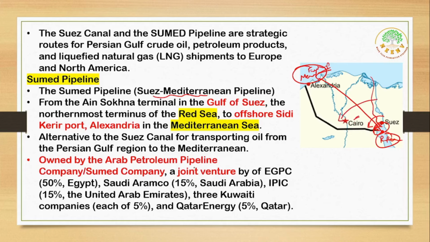And this pipeline is owned by an Arab petroleum pipeline company called Suez Company. So that is why the name Suez Pipeline. And it is a joint venture company by the Egyptian oil company, Saudi Aramco has a share in it, the IPIC of UAE has a share in it, and also three Kuwaiti companies and the Qatar Energy has share in it. So it is a joint venture of all these oil companies.